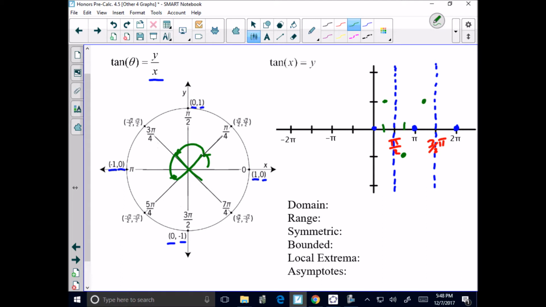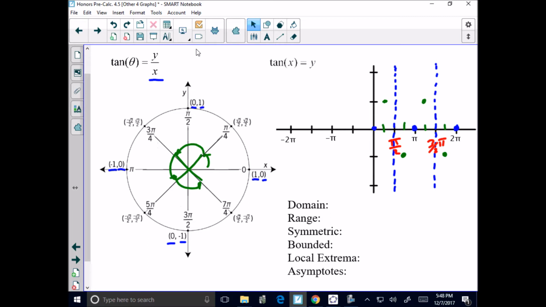Finally, right here, rotating to the last half quadrant rotation, we've got 7 over 4 pi, which is positive square root of 2 over 2 for the x and negative square root of 2 over 2 for the y. And right here we can say that negative square root of 2 over 2 divided by positive square root of 2 over 2 is going to give us a -1 for the ratio of tan, right? So we can kind of see what's happening with these ratio values in between the vertical asymptotes a little bit.